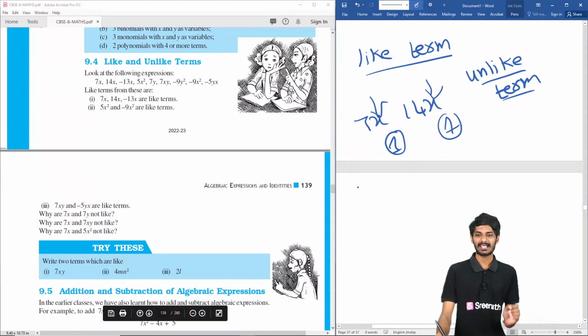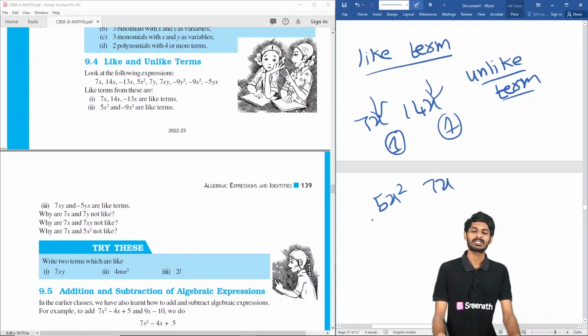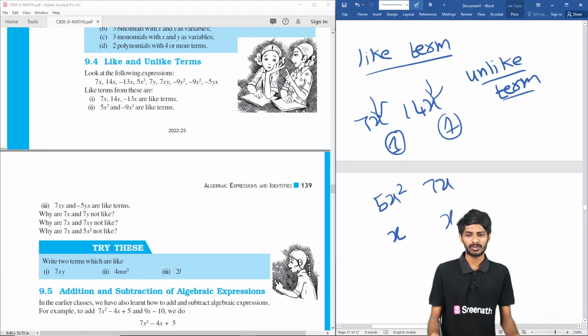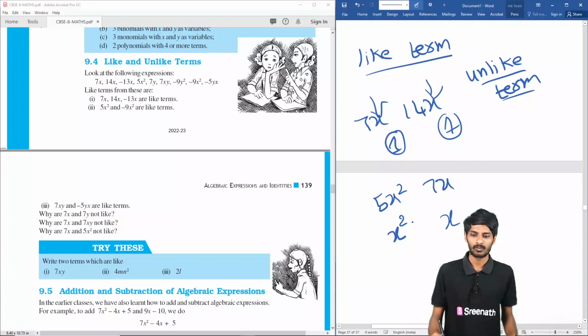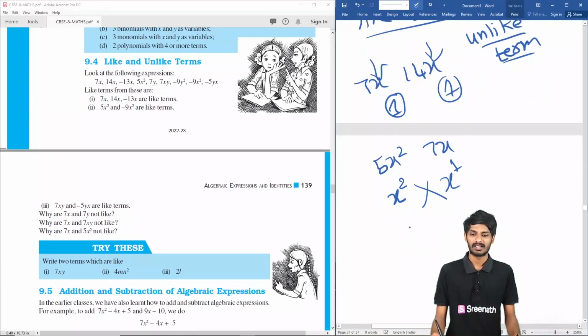So next thing is unlike terms. What are unlike terms, students? Suppose you take the example of 5x square and 7x itself. In both cases the variable is x. That's nice. But here the power of the variable x is 2 and here the power is 1. So are the powers the same? No, the powers are not the same. That's why these are not like terms. These are unlike terms.